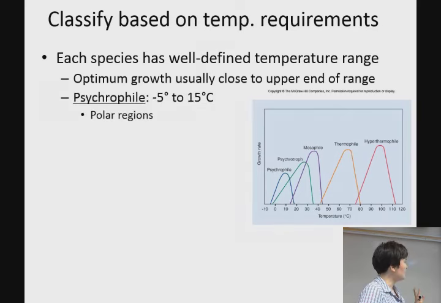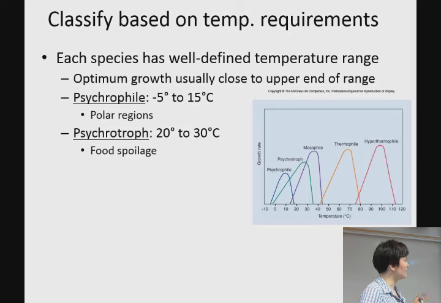So here are just the definitions of these different categories. Psychrophiles, that is cold loving, range usually between -5 to 15 degrees and are found in polar regions. We have cold liking psychrotrophs that usually optimally live best between 20 and 30 degrees. And the majority of food spoilage organisms are found in this group.